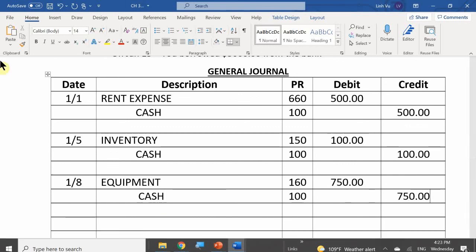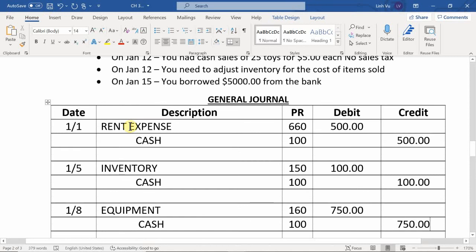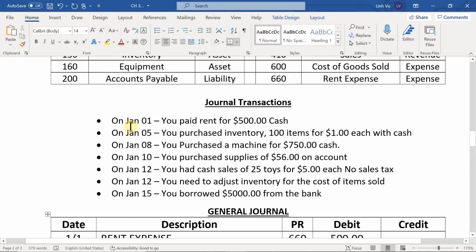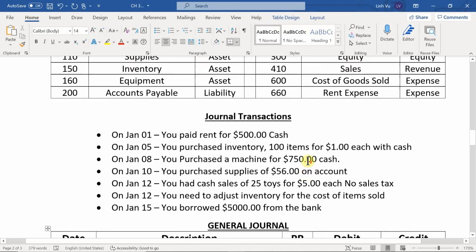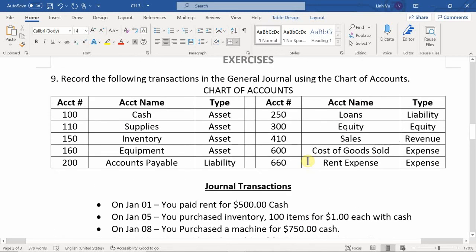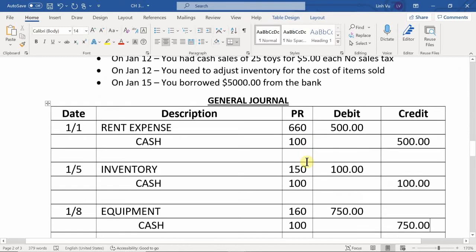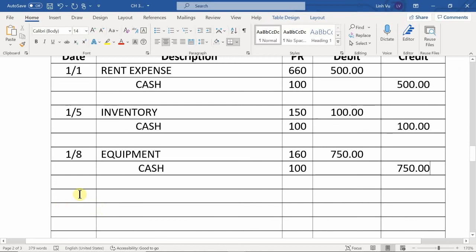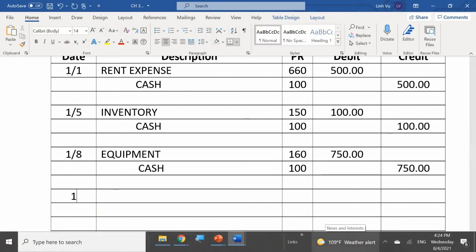Good. Okay. Easy so far? Yes. All right. So next one, on January 10, we decided to purchase supplies for $56 on account. So we have supplies, 110. Good. Supplies is 110. And how much do we buy? $56 on the debit side.